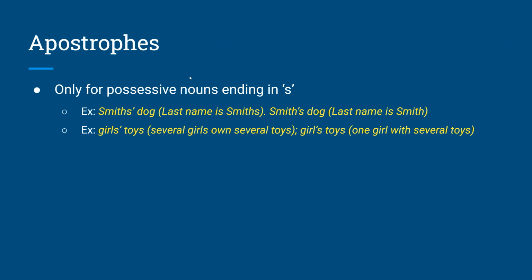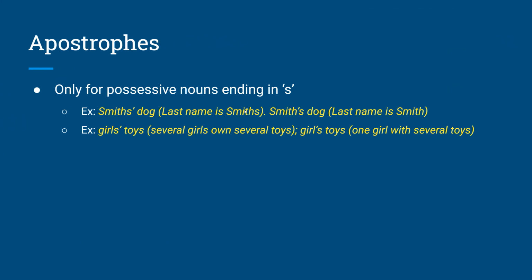Apostrophes. Now, apostrophes are only for possessive nouns ending in S. So whenever you are using apostrophes for a family, let's say the Smiths, and you want to talk about the Smiths' dog, you have the letter S at the end of their name normally, correct? Then you add an apostrophe after. So no apostrophe S in this instance. So you would say the Smiths' dog.